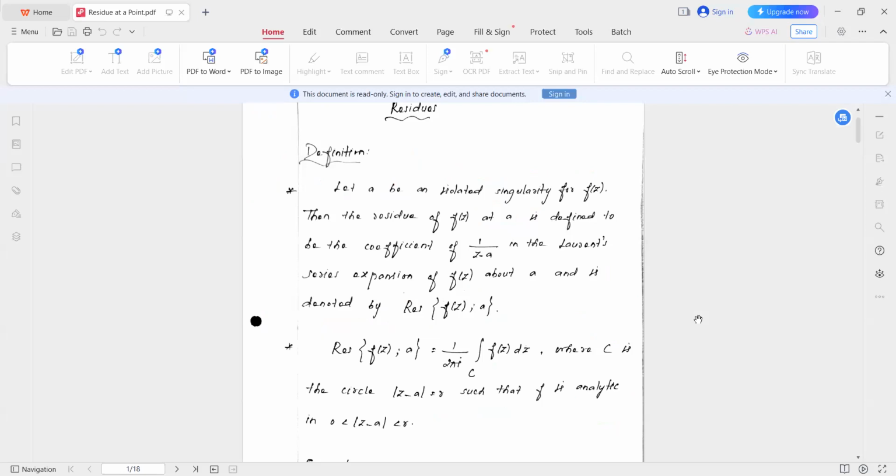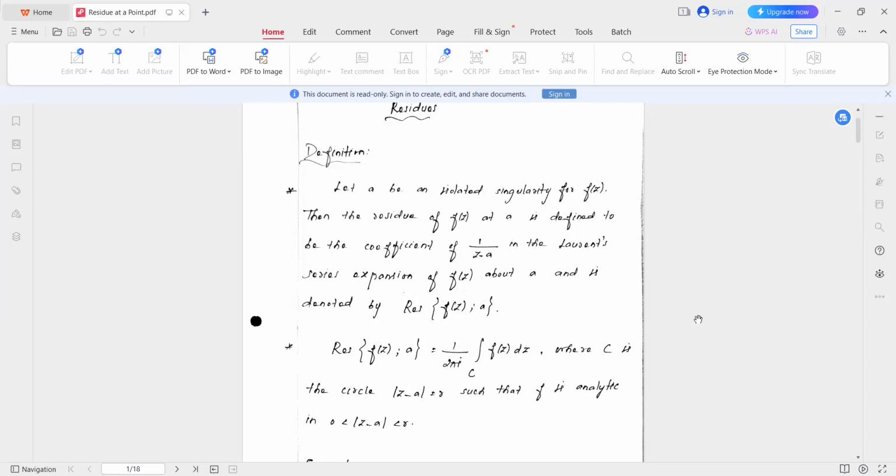Before finding the residue, the point should be an isolated singular point. For singular points only we are finding the residue. If the function is analytic at all points, then what is the need of finding Cauchy's integral? If it is analytic at all points, then there is no need to apply Cauchy's integral formula and Cauchy's residue theorem. We will see the residue theorem later. If it is analytic, then at that point we are finding the value f of z naught and the integral value.